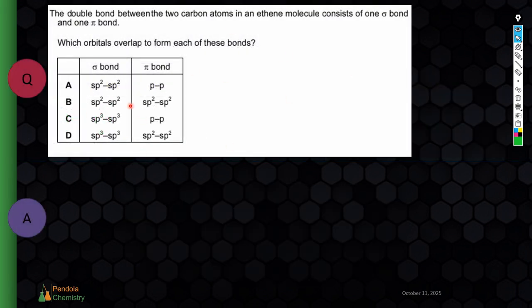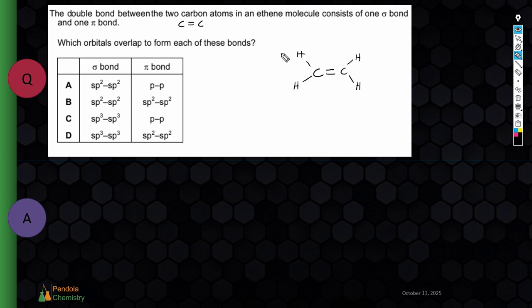So this is a type of question you might be asked on the AS exam about hybridization and pi and sigma bonds. The double bond between two carbon atoms. It's usually helpful to write this out. So we have a double bond between two carbon atoms in an ethene molecule, which you don't know what ethene is yet. Once we do organic, you will. But ethene is carbon-carbon with two hydrogens on each carbon. It consists of one pi bond and one sigma bond.